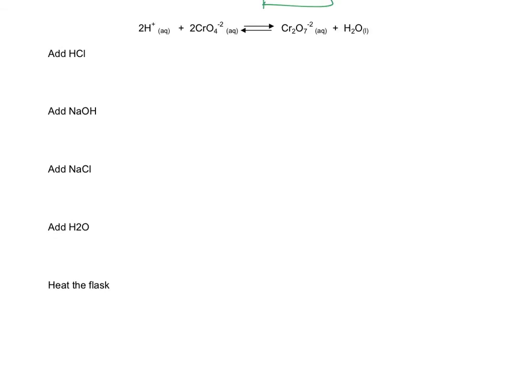Let's think about what HCl is. HCl is made up of H pluses and Cl minuses, right? So when you add HCl, that's really like you're adding H pluses and Cl minuses. We don't have any Cl minuses in the reaction, but we do have H plus. H plus is a reactant. So this is as if you're adding more H plus or more reactant, and so it's going to shift right.